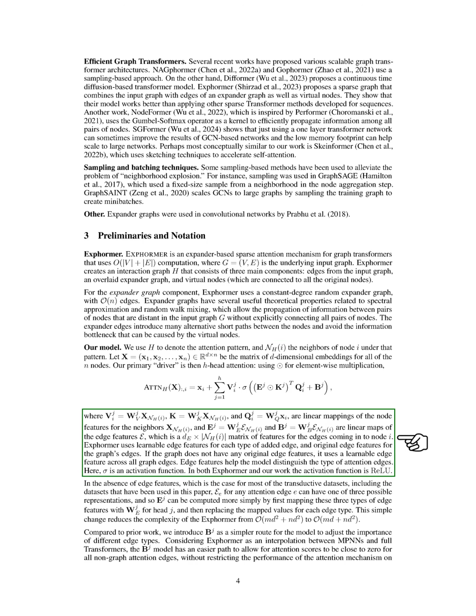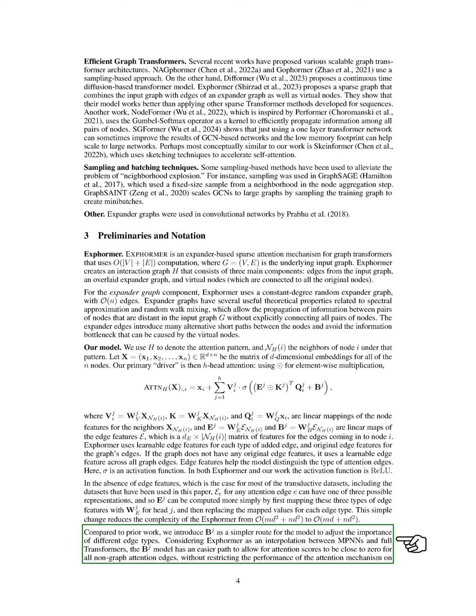Spexphormer incorporates learnable edge features for different edge types, enhancing the model's ability to differentiate attention edges. We use the ReLU activation function, and in cases without original edge features, we simplify the computation of edge features, reducing complexity. We introduce B_J to provide a straightforward way for the model to adjust the importance of various edge types. By treating Spexphormer as a bridge between message-passing neural networks and full transformers, B_J allows attention scores for non-graph edges to approach 0 without hindering performance on graph edges.